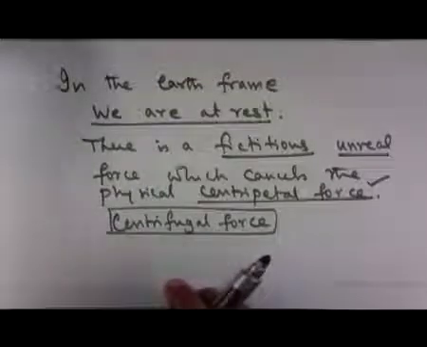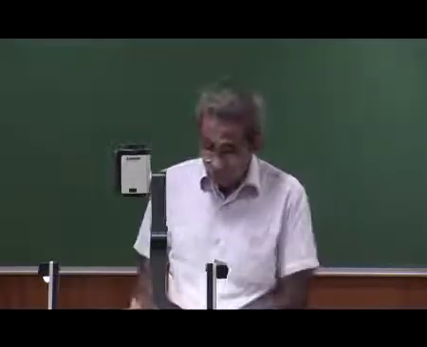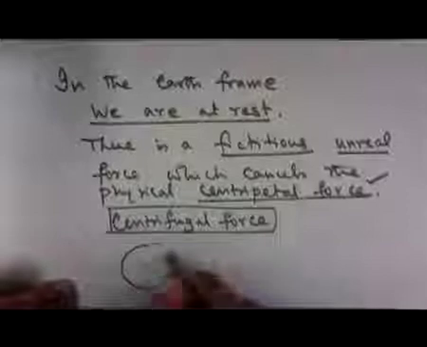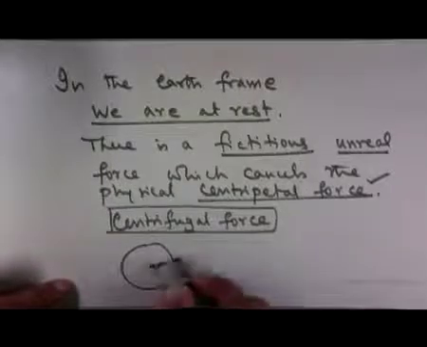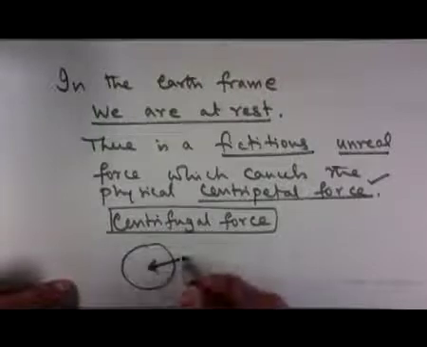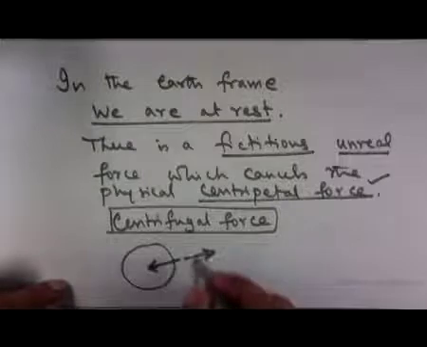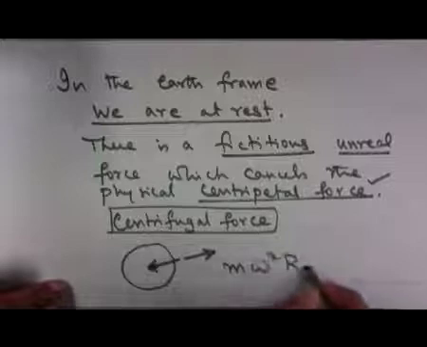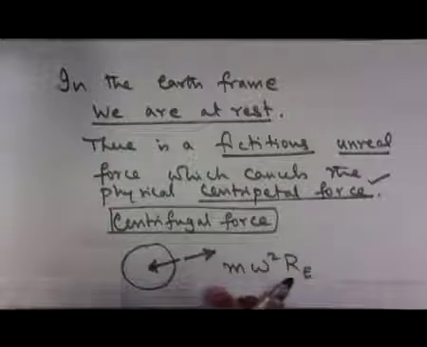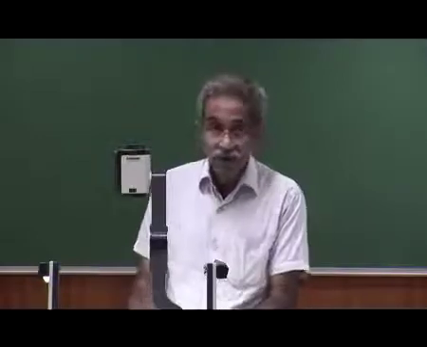This centrifugal force is acting outwards. If I look at the surface of the earth, then what is happening? There is a gravitational force which is acting inwards. There is a centrifugal force which is acting outwards, which is given by m omega squared Re, where omega is simply the angular frequency of the rotation of the earth. That is what we have.